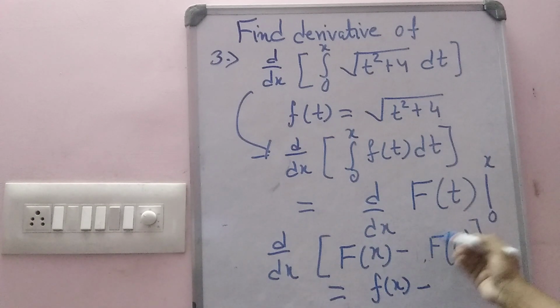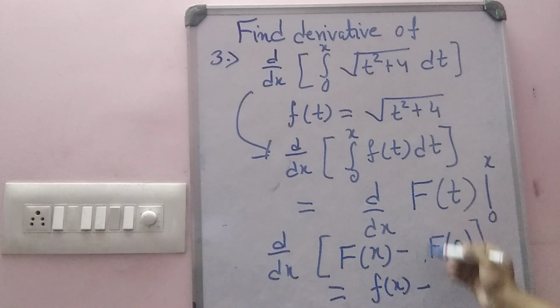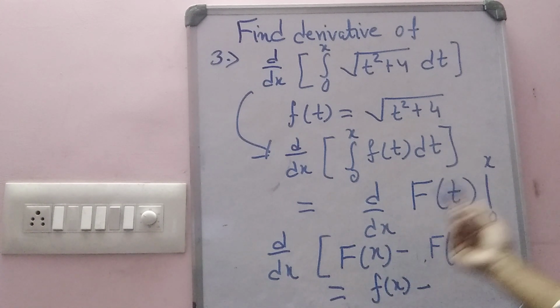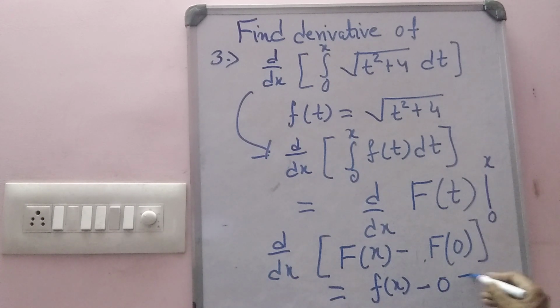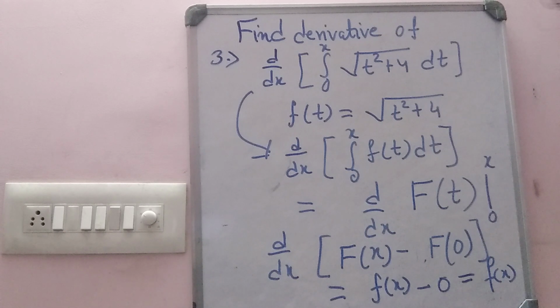The derivative of F of 0 is a constant term, and you know the derivative of a constant term is always 0. It becomes 0 here. So the final value becomes f of x.